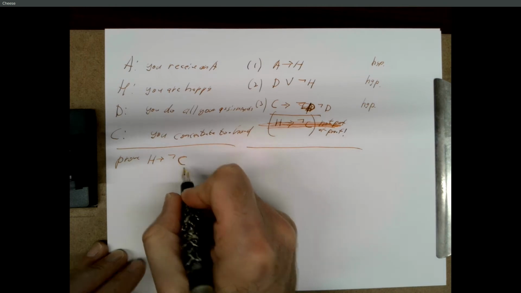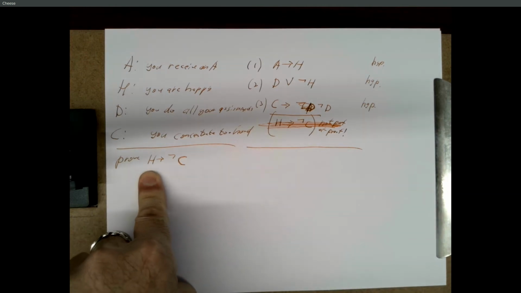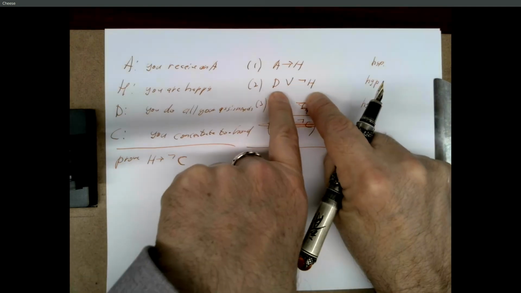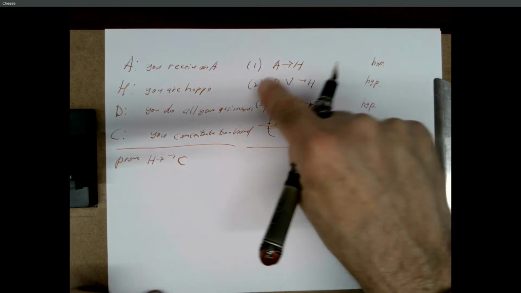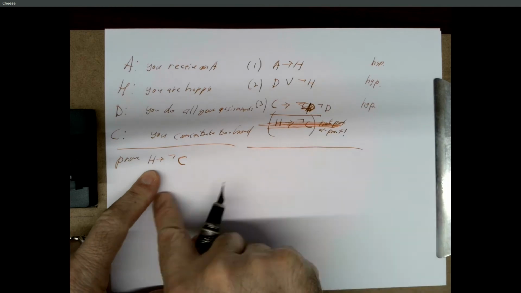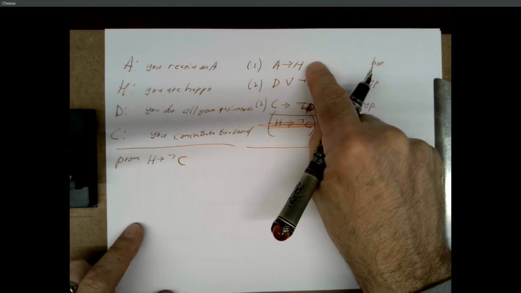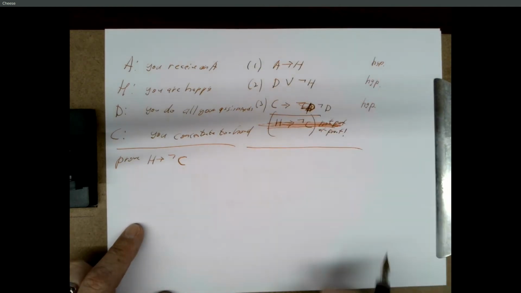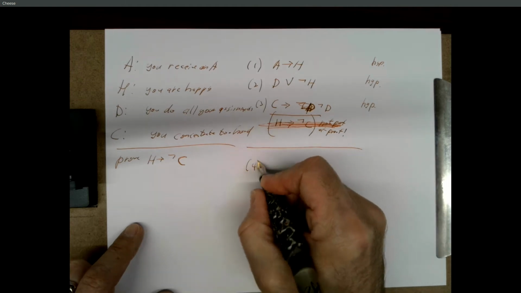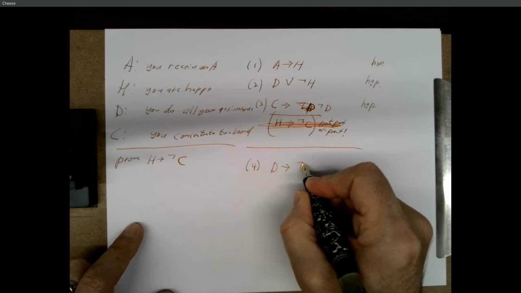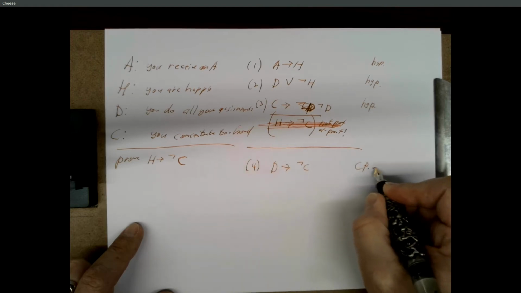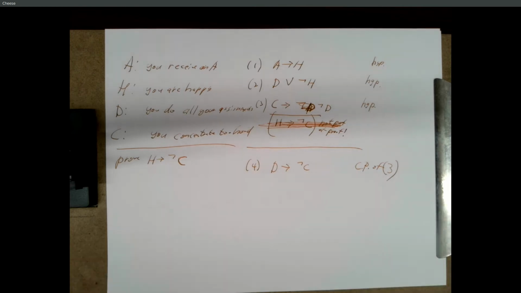But in my brain, I want to make a statement about H. Well, 2 is telling me something that might turn into something about H. Contrapositive of 1 will tell me something about not H. Contrapositive of 3 will tell me D implies not C. So let's do that. So if D, then not C.